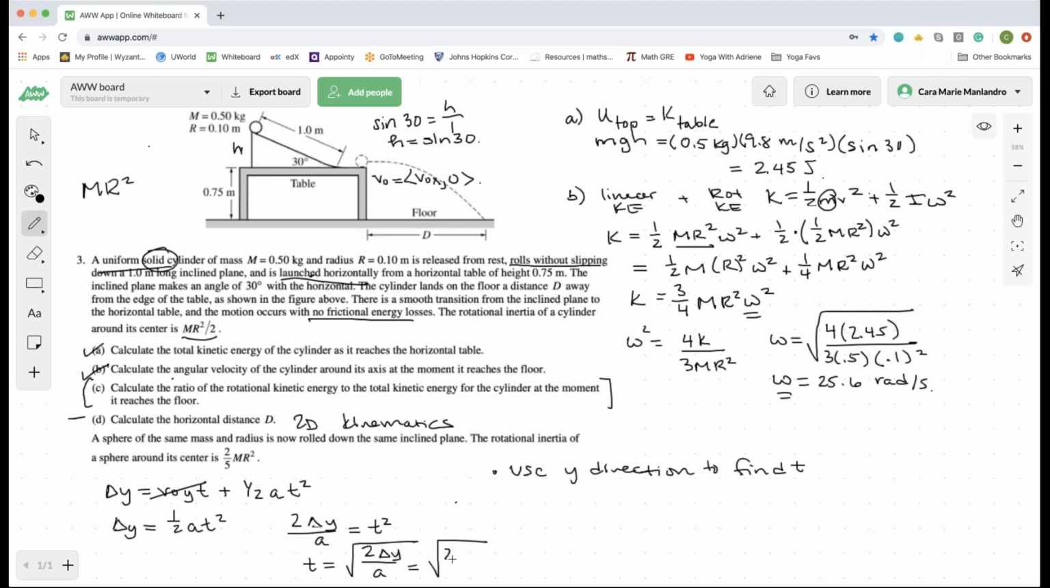All right, and so my delta y is negative 0.75 because I'm going from positive to negative. And then a is negative 9.8 because we're just dealing with gravity. And when I plug and chug, I get 0.4 seconds. Everybody with me? Great.